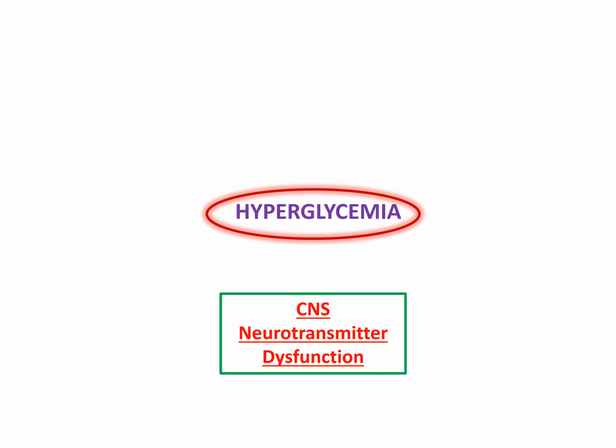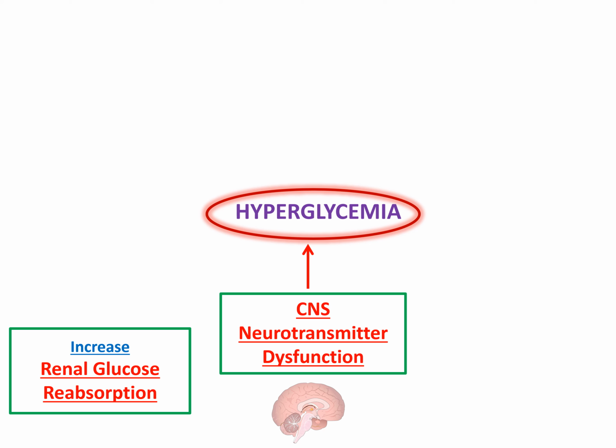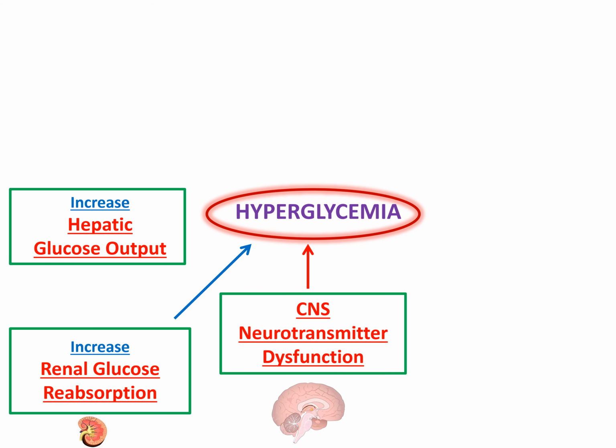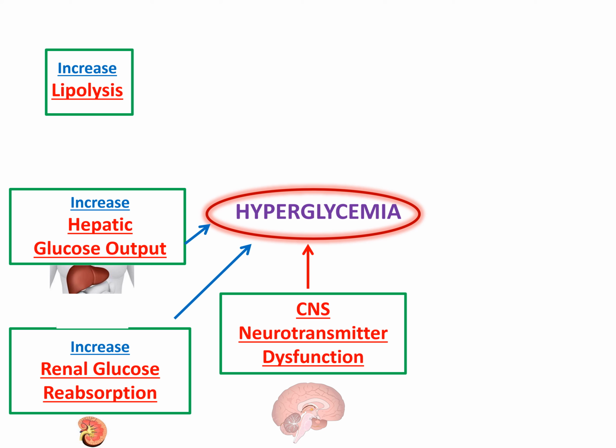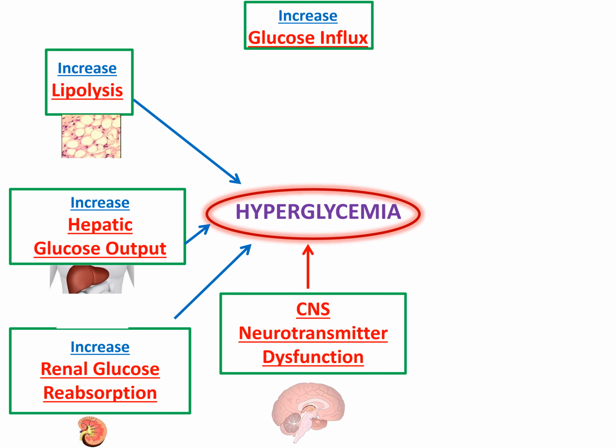We're starting with if we have a dysfunction in the neurotransmitter in the CNS, if we have an increase in the renal glucose reabsorption, if we have an increase in the hepatic glucose output, if we have an increase in lipolysis, and if we have an increase in the glucose absorption from the GI tract.